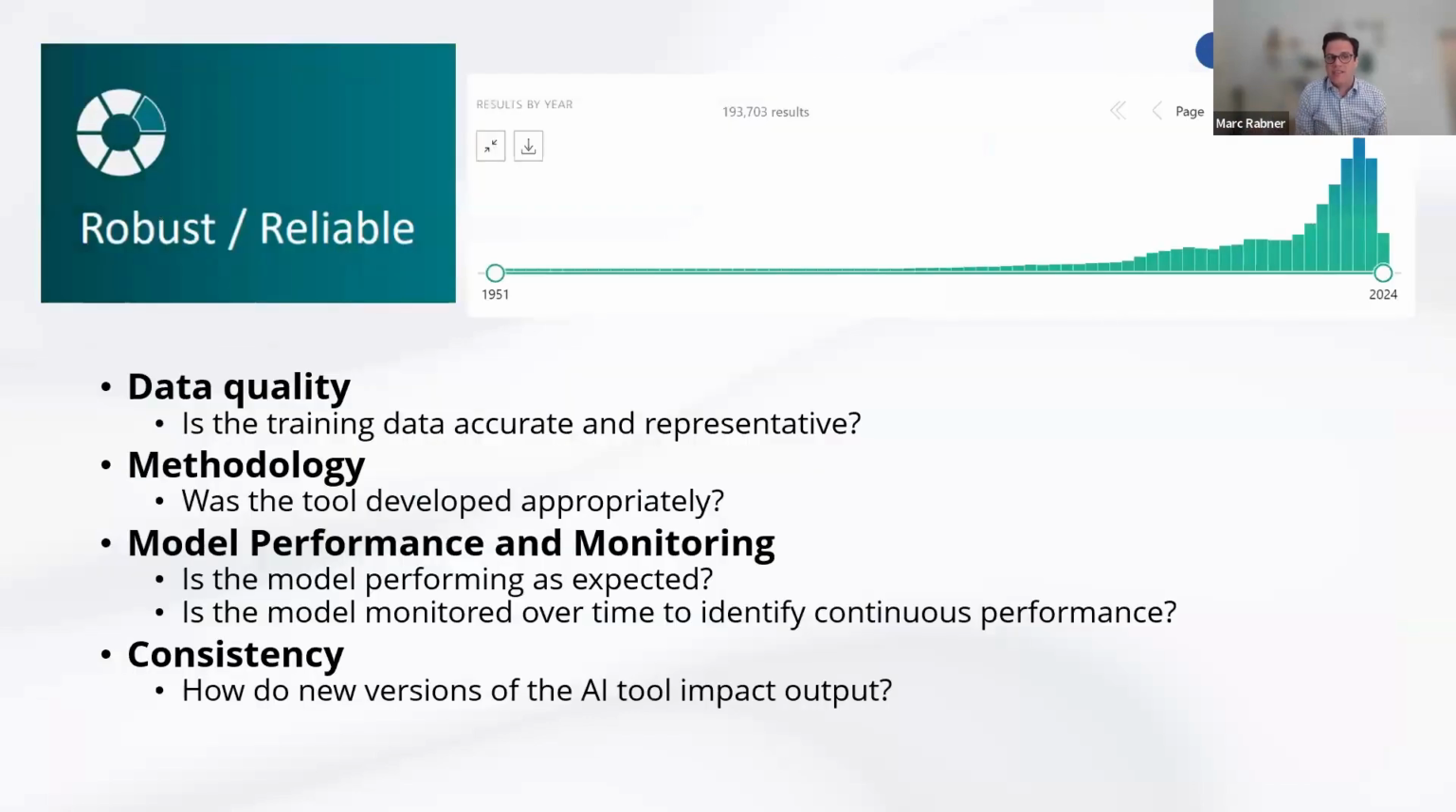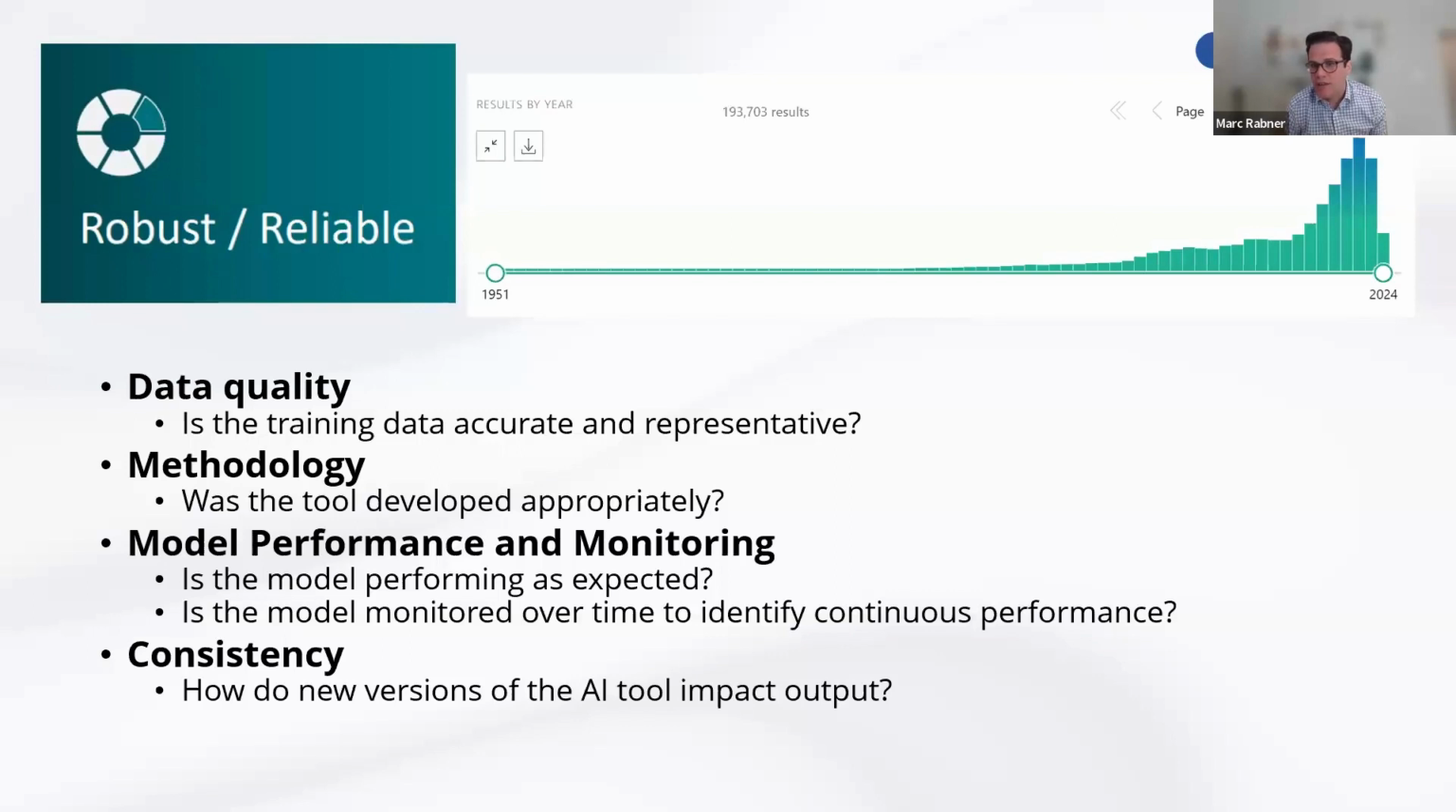Next slide, is the tool robust and reliable? So the top image is the number of studies in PubMed over time that are related to AI and machine learning. And each year over the last couple of years, there's been about 30,000 articles published trying to answer some of these questions. But some of the questions we need to consider is, what's the underlying data? Is it reliable? Is it representative? Were the methods to create the AI sound, and was it developed appropriately? Is the model performing as is expected, and does it change over time?